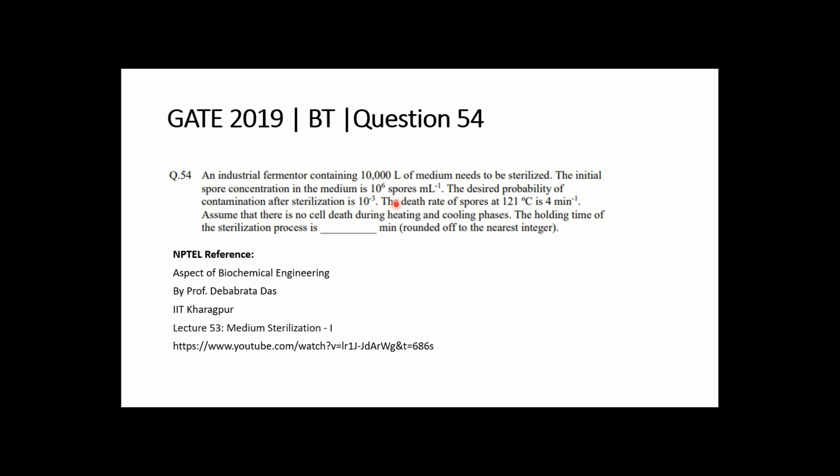So to convert it to spore per ml, we need to calculate 10 to the power minus 3 spores divided by the volume of the fermenter. That's how we will calculate the final spore concentration after the sterilization. The death rate of the spore at 121 degrees Celsius is given as 4 minute inverse. As the unit is time inverse, the kinetics of the cell death in the sterilization is first order. Now they are asking what is the holding time for the sterilization.